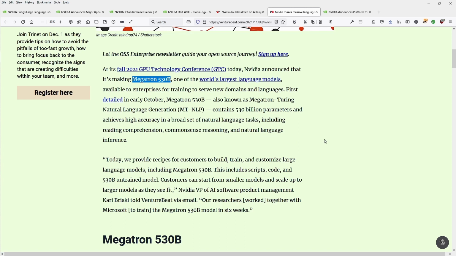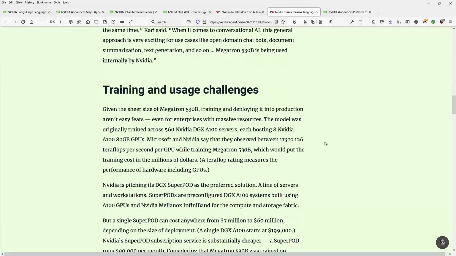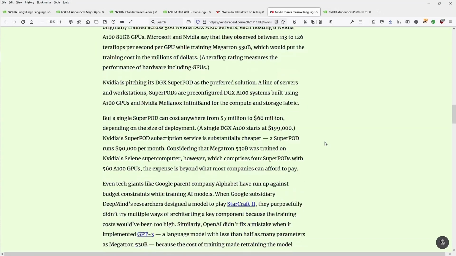This has now been trained on an NVIDIA supercluster. It has been adapted and fine-tuned to your domain-specific knowledge, to your client-specific tasks. And then, of course, you have to deploy the system. Now, if you can run it on the infrastructure, you have 2 options. You can buy the infrastructure, and a SuperPOD can cost anywhere from 7 million to 60 million, depending on the depth of your pockets. But of course, you are lucky, there is a subscription service that is substantially cheaper, and a SuperPOD runs for $90,000 per month.